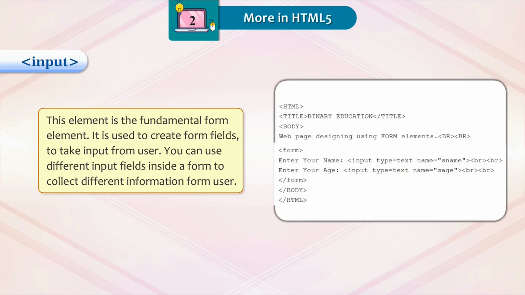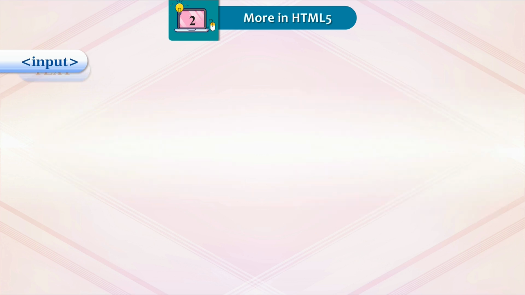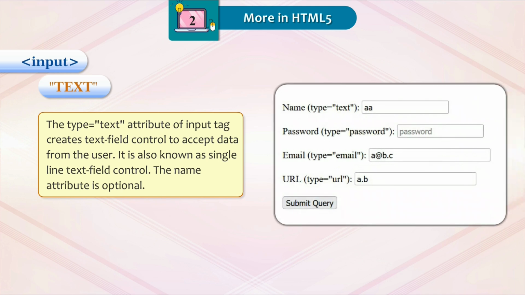Input. This element is the fundamental form element. It is used to create form fields to take input from the user. You can use different input fields inside a form to collect different information from the user. The type attribute of the input element is used to specify the format in which you can accept data from the user. There are various values that can be assigned to the type attribute. These are: text. The type text attribute of the input tag creates a text field control to accept data from the user. It is also known as single line text field control. The name attribute is optional.